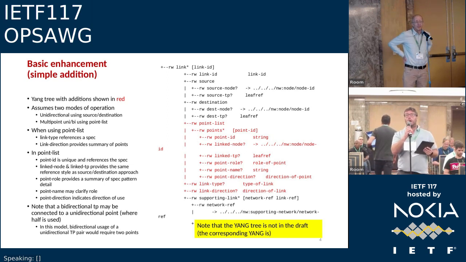Thank you. Italo Busi. From the experience I've seen in TIS and SICAMP, for the bidirectional case, I think two unidirectional links work perfectly, because we can easily associate them by starting and ending on the same pair of TPs. So if I have a bidirectional link, I have a unidirectional link from A to B and another unidirectional link from B to A. And that works very well.